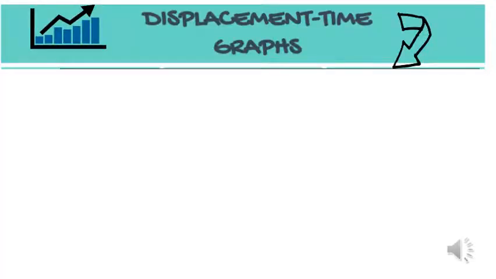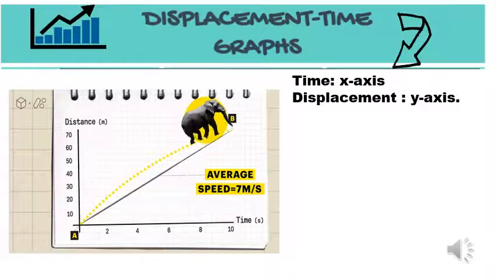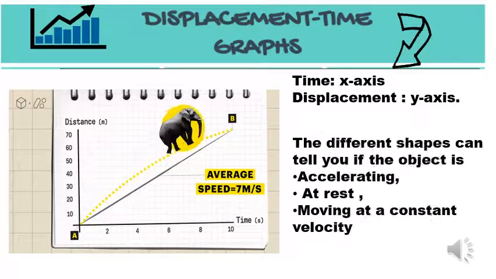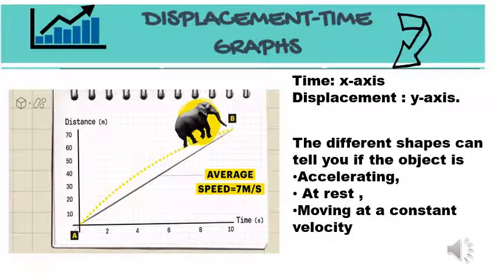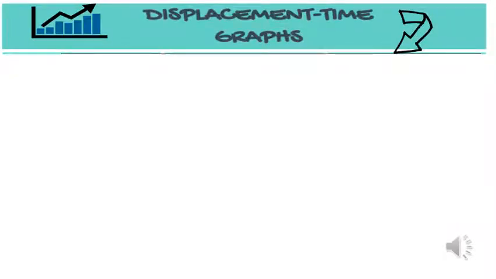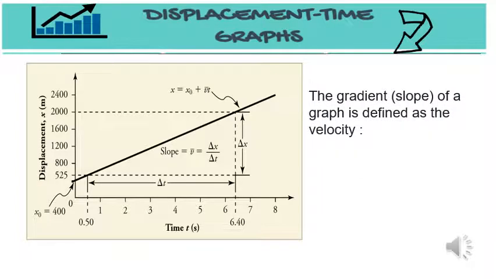Displacement time graph. In this graph, notice that time is going to be on the x-axis and position on the y-axis. The different shapes can tell you if the object is accelerating, at rest, or moving at a constant velocity. The displacement versus time graph shows that the displacement of a body increases uniformly with time. This shows constant velocity. The magnitude of the velocity is equal to the gradient of the graph, where gradient is equal to delta x over delta t, and this is just the expression for velocity.